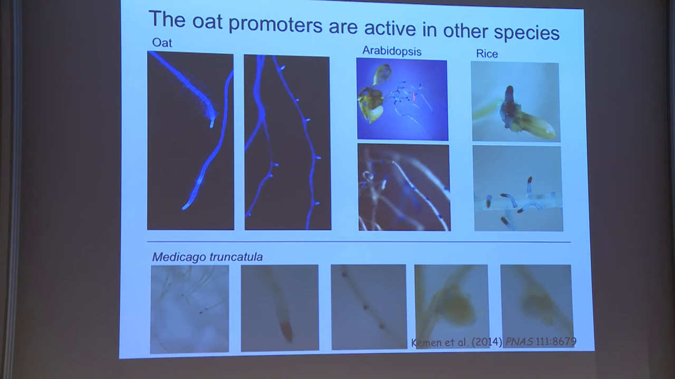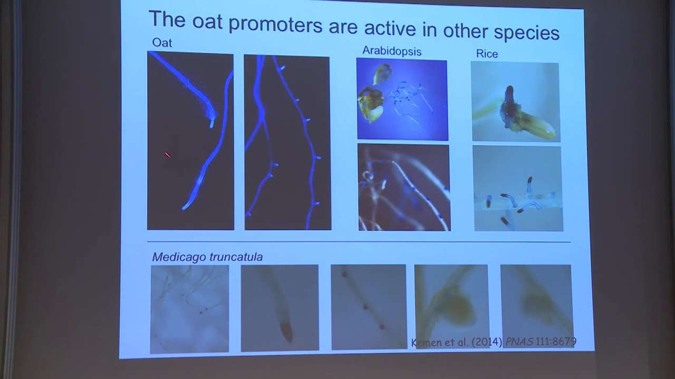So in diverse plant species, such as Arabidopsis and rice and legumes, this is just with the promoter for the first gene in the oat cluster, but it's true also for the others. We see GUS expression in the root tips and the lateral root initials in these diverse plant species.